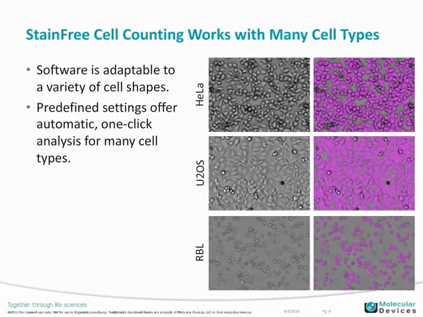The StainFree cell counting works with a wide variety of cell types. So here I'm showing 3 cell types, the HeLa, U2OS, and RBL. The HeLa cells are more refractile and smaller, where the U2OS are more flat and spread out. And then the RBL cells grow in suspension, so they're small and round. But the software is able to handle all of these different cell types. And in fact, we have predefined settings that will work for the cell types shown here, and also a variety of other cell lines that have similar morphology.